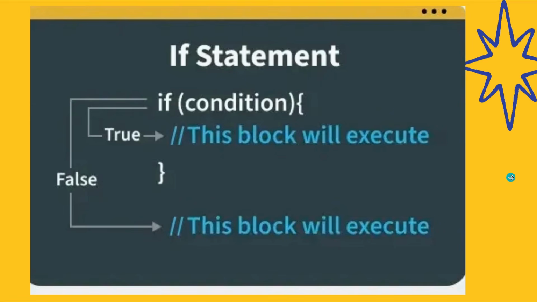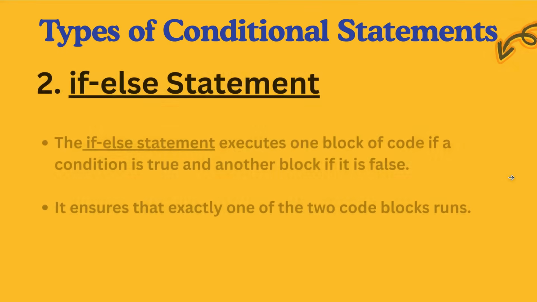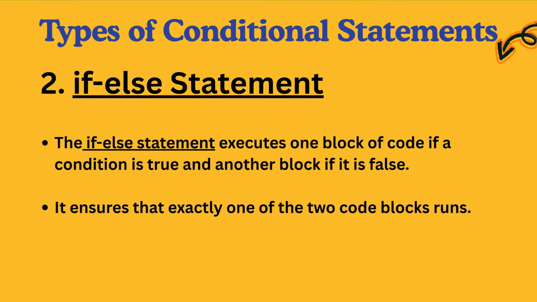The second type of conditional statement is the if-else statement. The if-else statement executes one block of code only when the condition is true, and if that condition is false, it will execute another block. That means it is used when there are 2 possible outcomes. The else block runs when the condition is not satisfied.